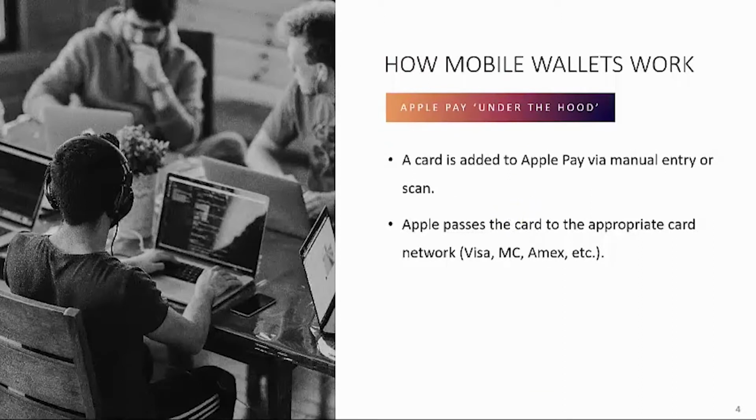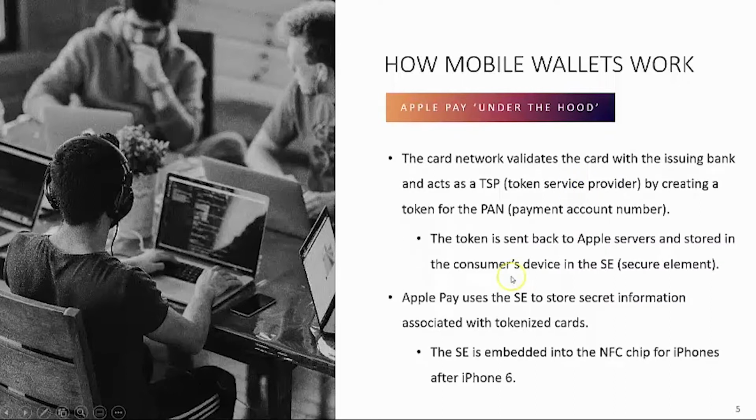So let's get into how a mobile wallet app like Apple Pay works under the hood. Many of you have probably already done this. You can add any of your payment cards to Apple Pay with either a manual entry or a scan. And what happens when you do that is Apple actually passes that card to the appropriate card network. So a Visa, a MasterCard, an American Express. That card network validates the card with the issuing bank.